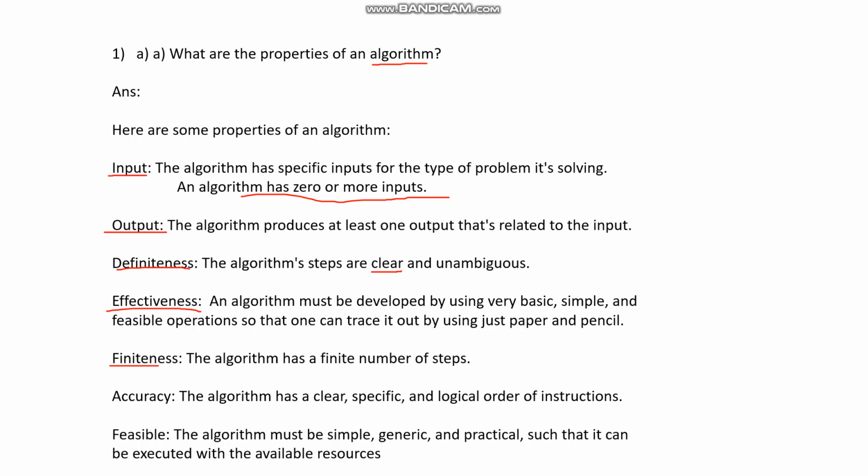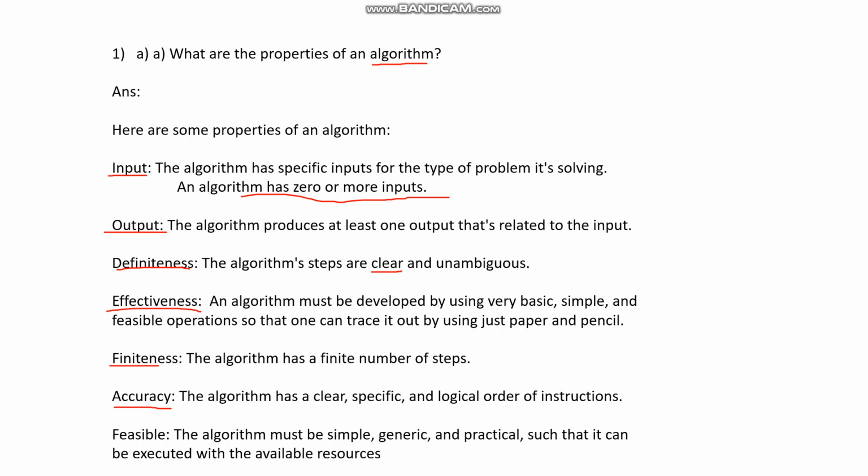Next after that, accuracy. Accuracy means the algorithm must have a clear, specific, and logical order of instructions. Means it is providing the accurate output. Whatever input you are giving and whatever output you are expecting, you have to get the exact output. That is called accuracy.